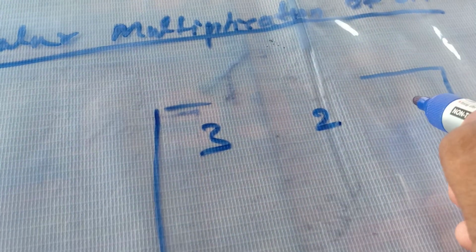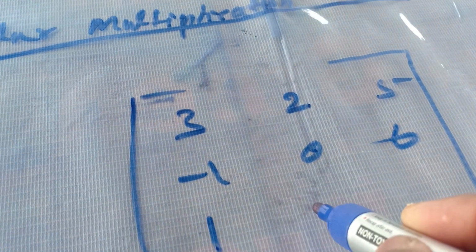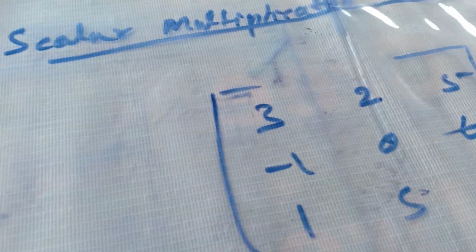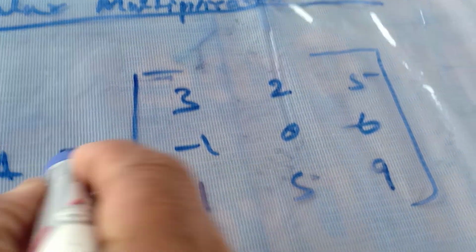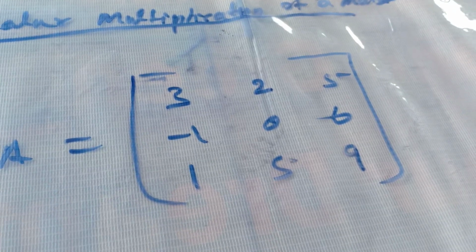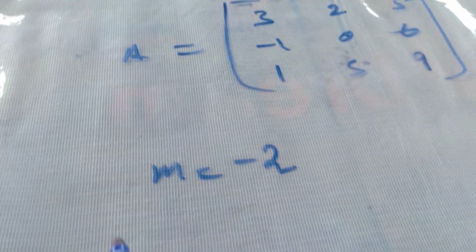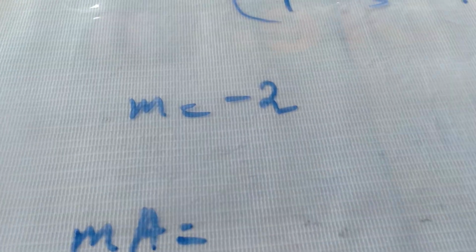The matrix is 3, 2, 5; minus 1, 0, 6; 1, 5, 9. So this is the matrix A. I have a scalar, let me say m is equal to minus 2. Now the scalar multiplication is mA, that is m multiplied by A. Here m is minus 2.